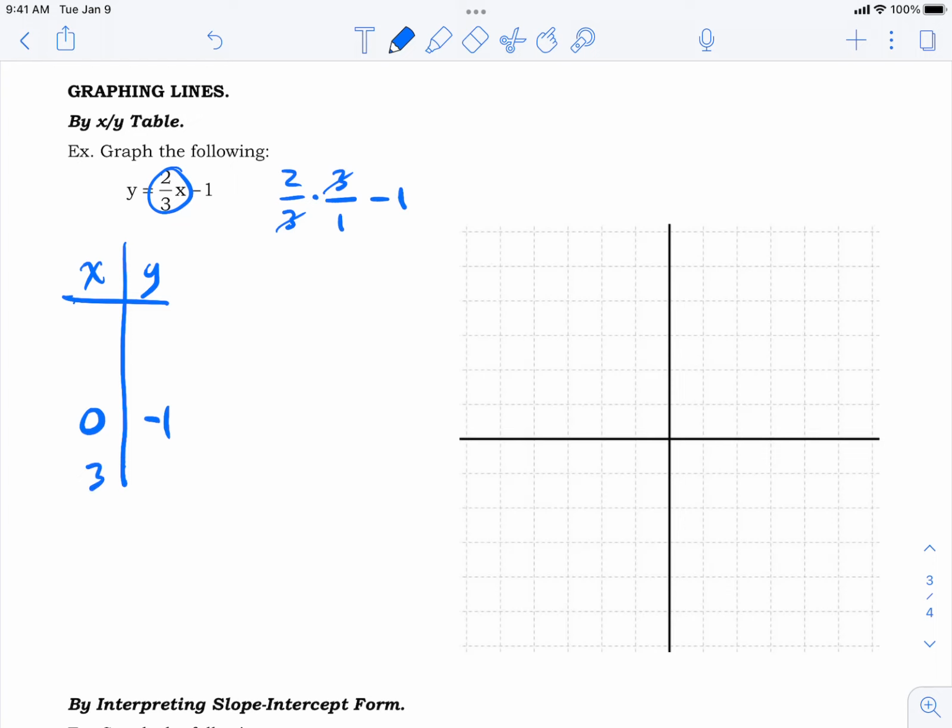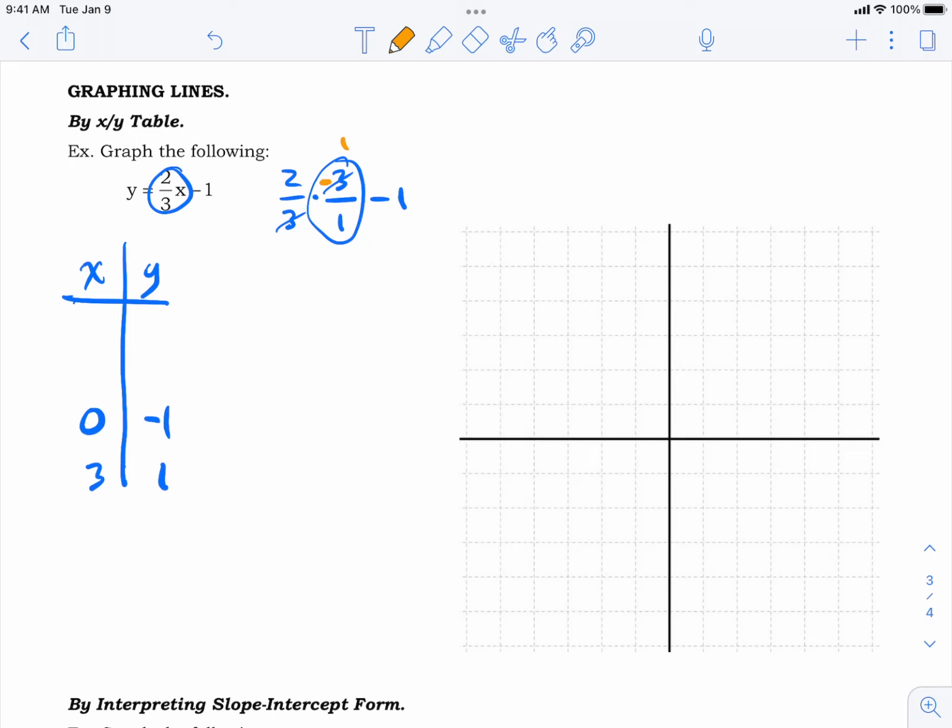Suppose I should write the whole thing. This is 2/3 x minus 1, right? So if I use x equals 3, the 3's will cancel. I'm looking at 2 minus 1, which is just 1. Wasn't that beautiful? And while I'm at it, let's make that into a -3. So now the -3 cancels to a -1.